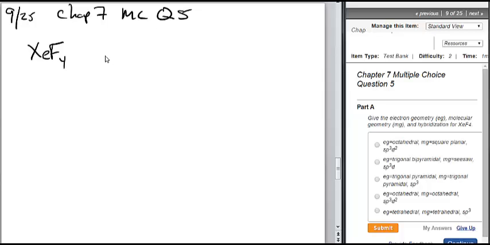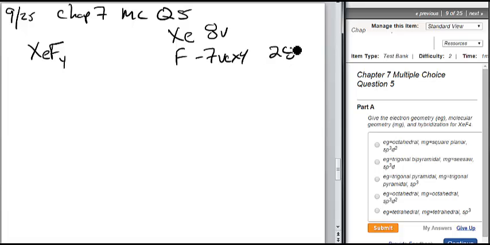So we want to figure out what the electron geometry and the molecular geometry is for this particular molecule, which is xenon tetrafluoride. So first, draw the Lewis dot diagram. And so we're going to have xenon with its 8 valence electrons. We're going to have F with its 7 valence electrons, but there are 4 of those. So 4 times 7 is 28, plus the 8 gives us a total of 36 valence electrons.